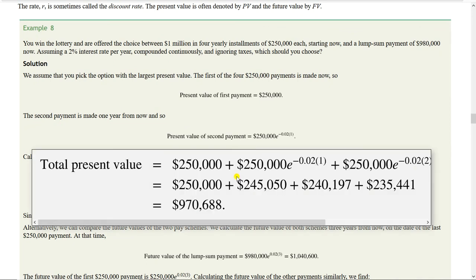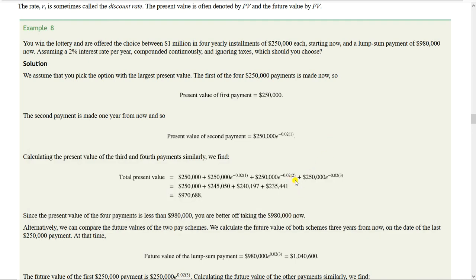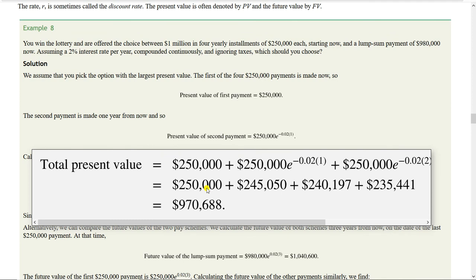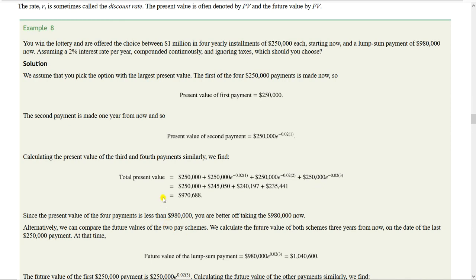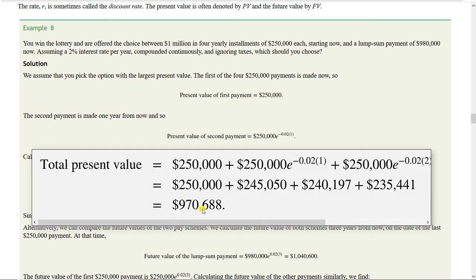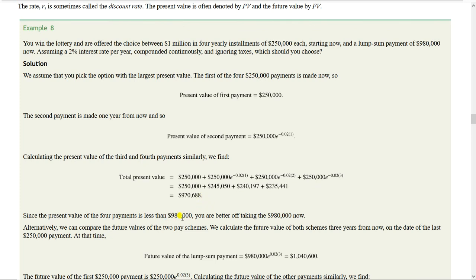R is the interest rate, 2% or 0.02, and then for t, the first one is year 0, now, and then the next one is year 1, the next one is year 2, and the next one is year 3, and then we add them all up together. We end up with $970,688, and you can see that is the present value of these 4 yearly installments. The present value of that payment is just $970,688, and this is less than the lump sum payment now of $980,000. So it's telling you that you should take the lump sum payment now instead of the second way of payments.